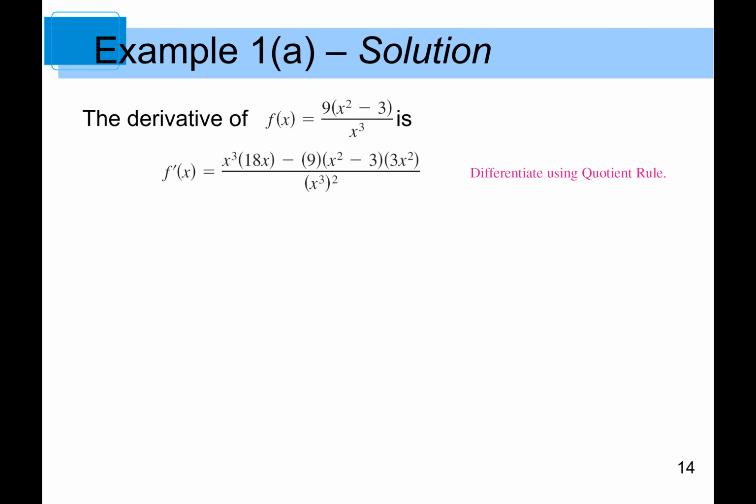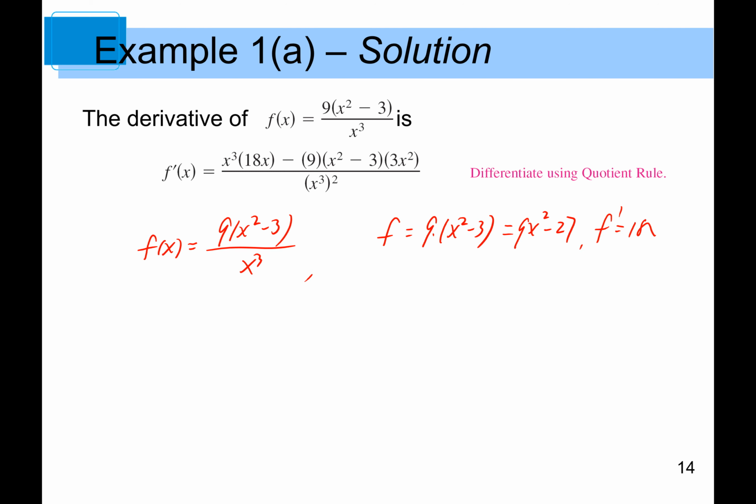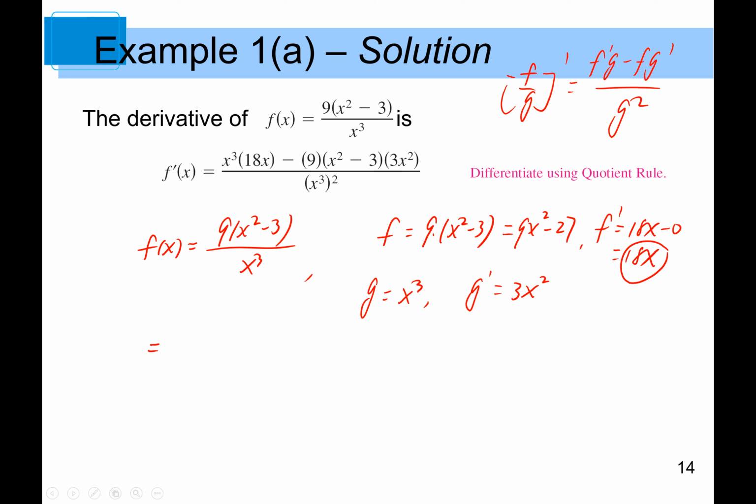So first of all, in order to solve this, we have to find the derivative of this f(x) equals (9(x squared minus 3))/x cubed. In this case, f is 9 times (x squared minus 3), so it's 9x squared minus 27, and f prime equals 18x minus 0, which is just 18x. And g equals x cubed, so g prime equals 3x squared. Then we apply the quotient rule: (f prime g minus f g prime) over g squared. So f prime, which is 18x, times g, which is x cubed, minus f, which is 9x squared minus 27, times g prime, which is 3x squared, over (x cubed) squared.